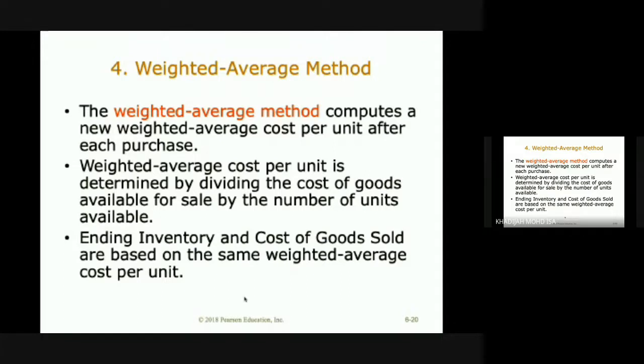It is determined by dividing the cost of goods available for sale by the number of units available. And remember that goods available for sale is your opening balance plus your purchases. Ending inventory and cost of goods sold are based on the same weighted average cost per unit. So it's very important to get the right weighted average cost. If your weighted average cost is wrong, then the whole computation will be wrong. Okay, let's look at the example here.